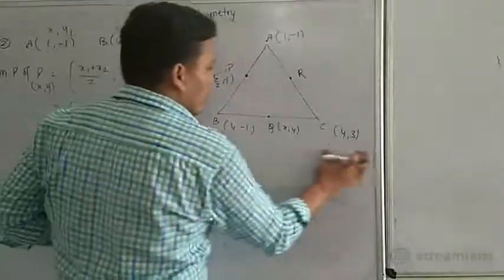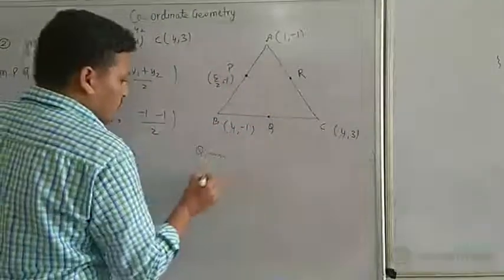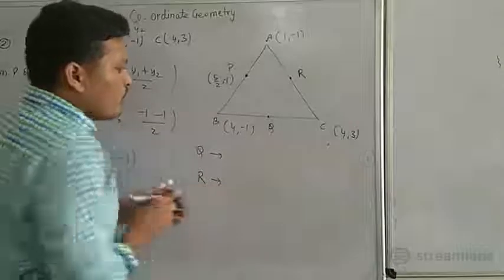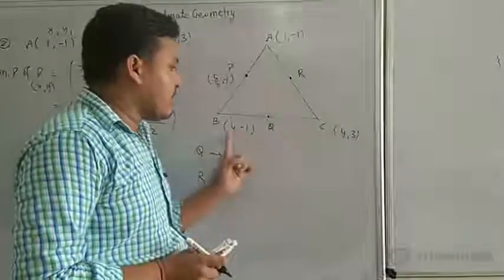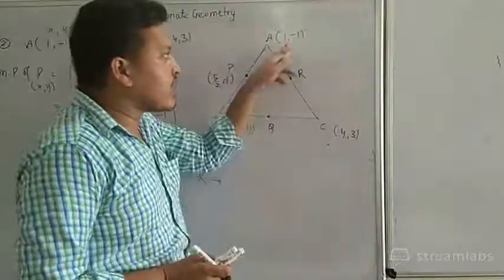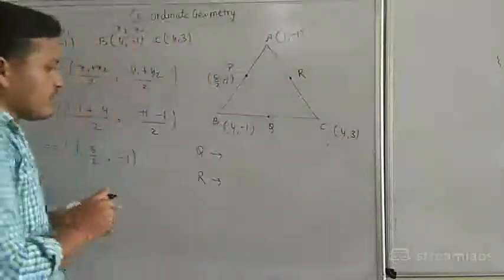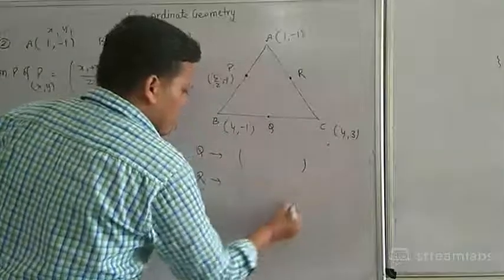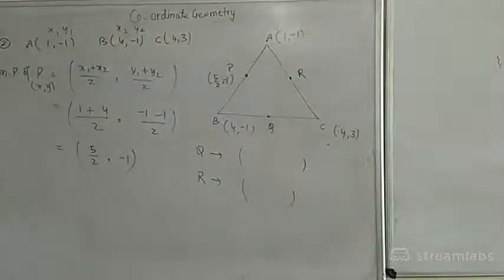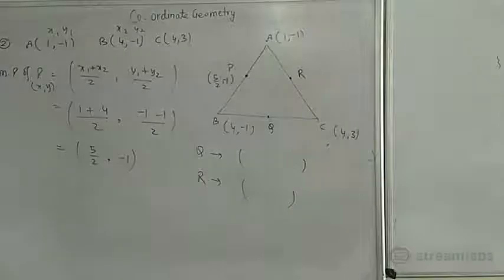Okay, so what is the value of Q and R? Please send me your answer in the comment section. What is the midpoint for Q and what is the midpoint for R? Q midpoint we can calculate with the help of B and C, and R we can calculate with the help of A and C. It is your choice which point you take as x1 y1. Please send me your answer very fast in the comment section.